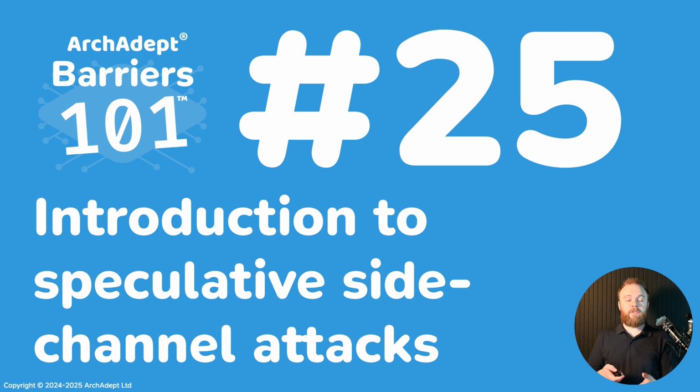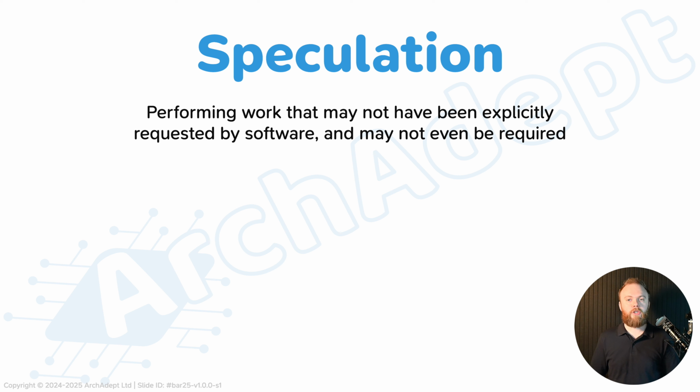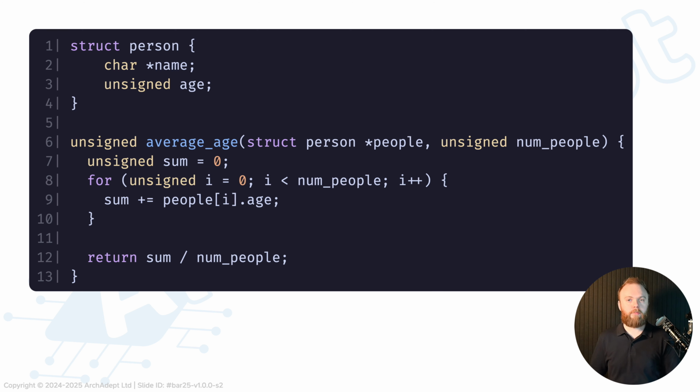Hello and welcome to Lesson 25, an introduction to speculative side-channel attacks. Back in Lesson 4, we were first introduced to the concept of speculation, which is where the CPU performs work that may not have been explicitly requested by software and which may not even be required.